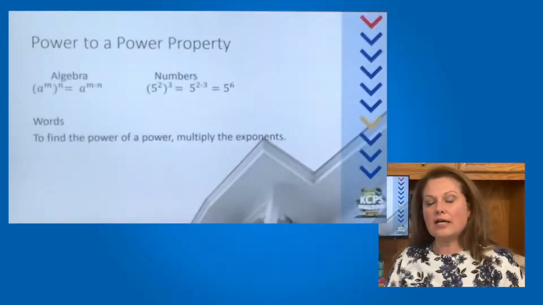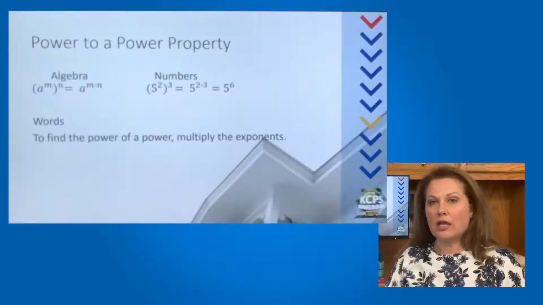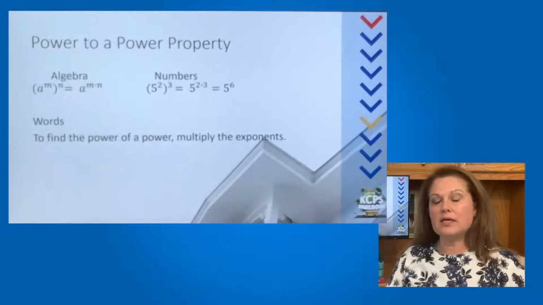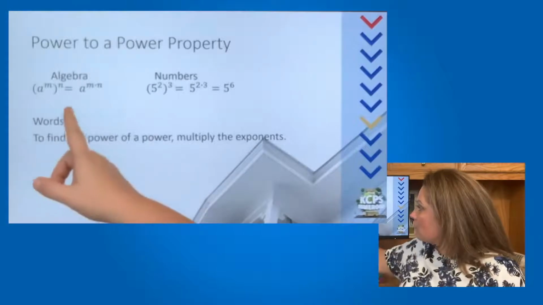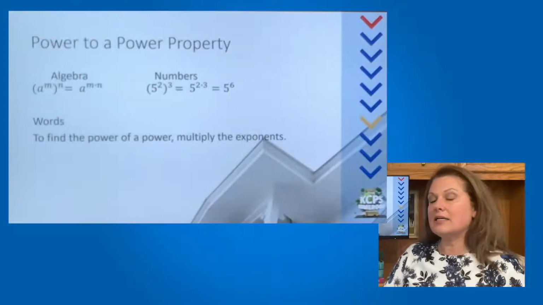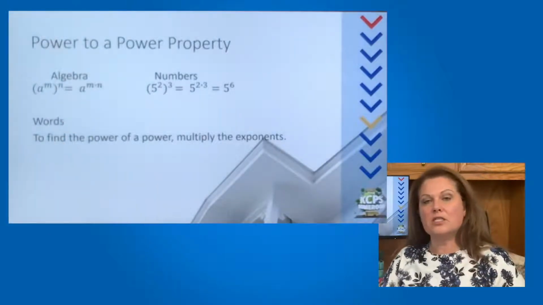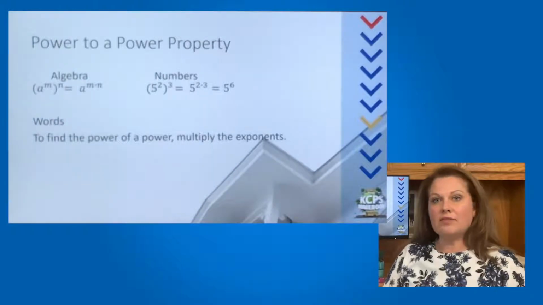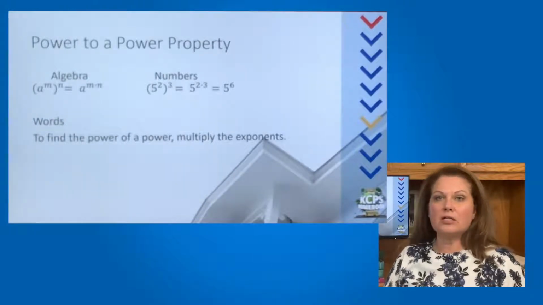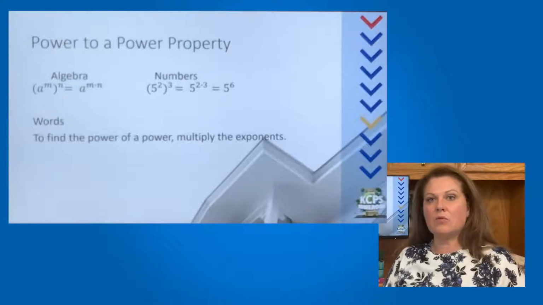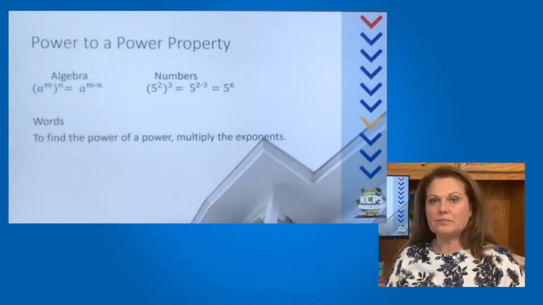Let's take a look at what that would actually look like in algebraic terms, in numbers, and in words. If you notice, our algebraic expression is a to the m, to the n. We have the same base. You simply multiply m times n, and whatever that product is, that's your new exponent.